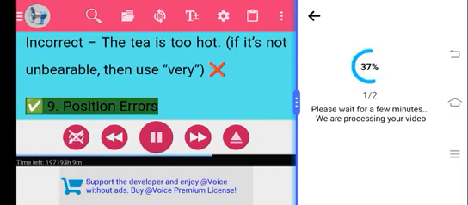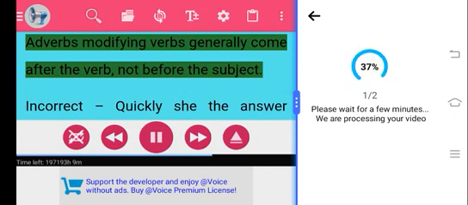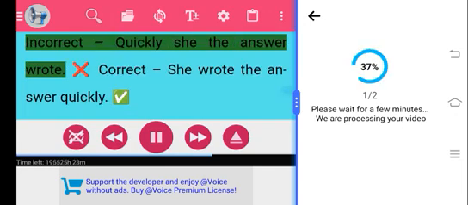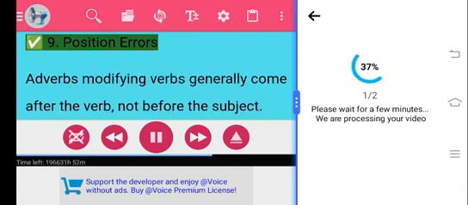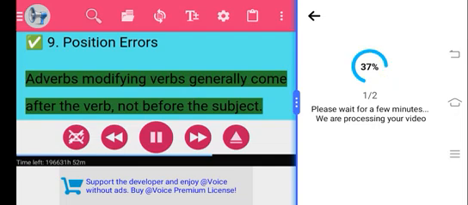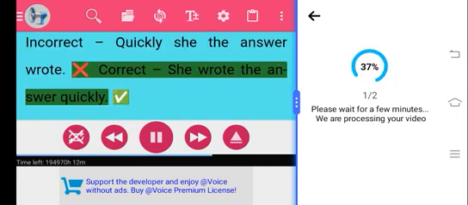9. Position errors. Adverbs modifying verbs generally come after the verb, not before the subject. Incorrect: quickly she the answer wrote. Correct: she wrote the answer quickly.